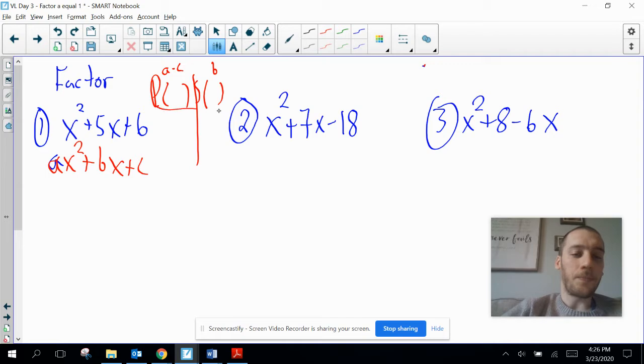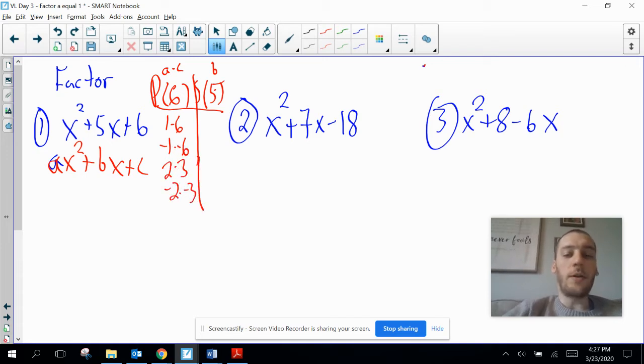So on the first one, a is 1, c is 6. So my product is 1 times 6, 6. Sum is 5. That's my middle term, 5. So I want to find ways to multiply to get 6, but add to be 5. So we got 1 times 6, negative 1 times negative 6, 2 times 3, and negative 2 times negative 3. Only one of them is going to add up to be 5.